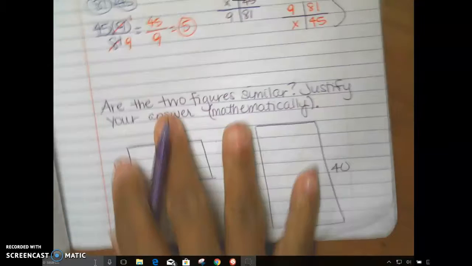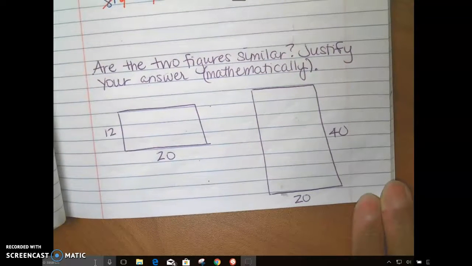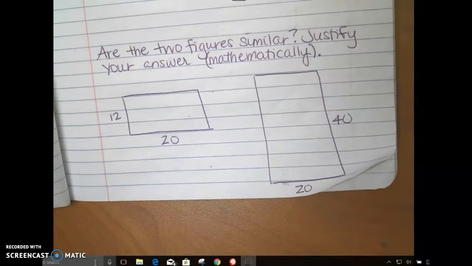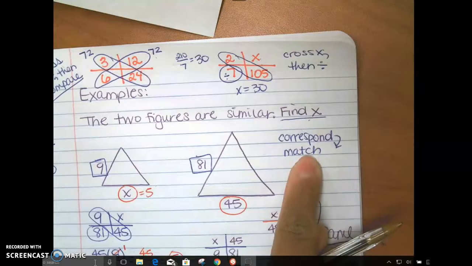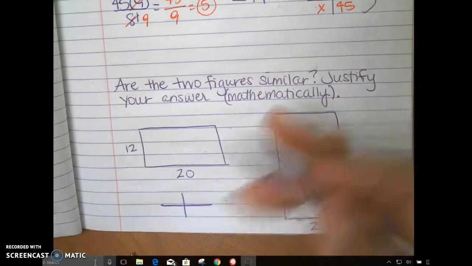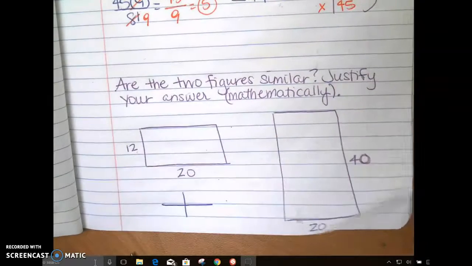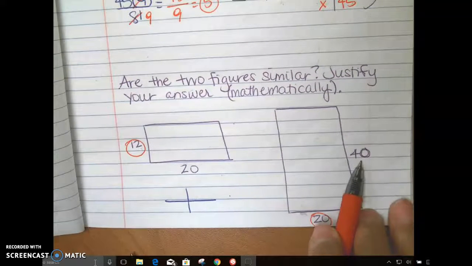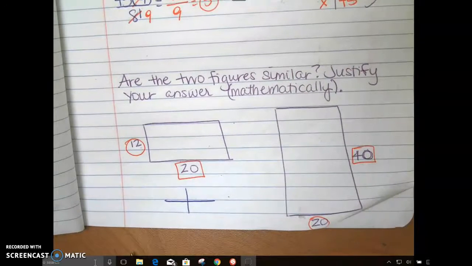Okay, down here, are the two figures similar? Justify your answer mathematically. So, I have 12 and 20, and I have 20 and 40. Remember, if I'm writing a proportion, I need to make sure my sides match, or they correspond. Who matches the 12 on this shape over here? 12 and 20, because they're the shorter sides. Who matches the 20 over here? 40.